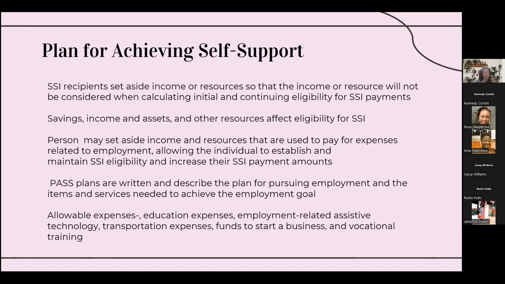A lot of people can't plan to be independent if they don't have the funds to plan for certain things they might need, certain work-related or education-related things. If a certificate is needed to get a certain job, or a trade certificate, we have to set money aside to pay for that. But if you have too much money set aside, your SSI benefits will go bye-bye. So that's what a PASS plan is mostly for.